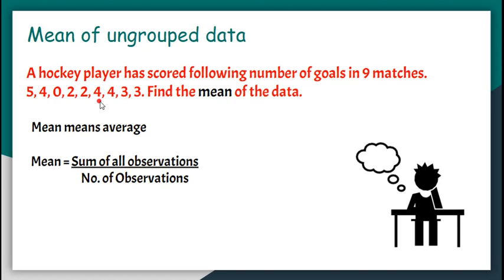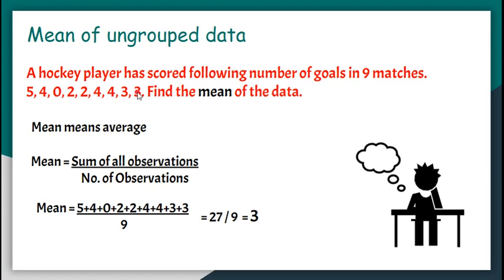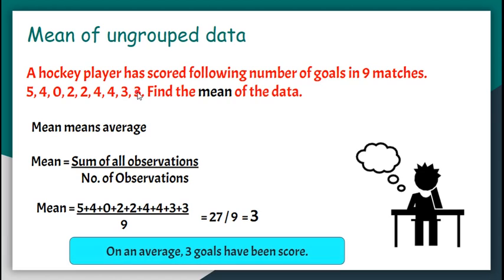So how will I find the sum of all observations? I will add up all these numbers and then divide it by the number of observations. How many observations are there? 1, 2, 3, 4, 5, 6, 7, 8 and 9. So there are 9 observations. So my formula becomes the addition of all these divided by 9, which is 27 by 9, that is 3. So finally 3 is the mean goals scored. So we can say that on average, every match he has scored 3 goals. If I had to give one number to everyone, it would be 3 and the total goals will remain 27. This was all about mean of ungrouped data.